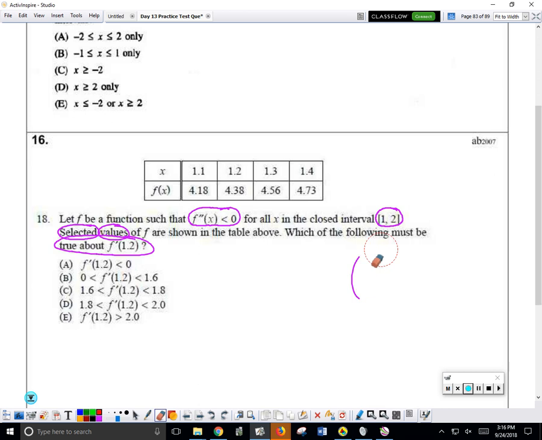Now we're getting better. The tangent slope at 1.2. On which graph? On F. So I would have drawn a picture. I just draw my same picture again, and I'd say, hey, there's a point here, 1.2, 4.38. And I'm supposed to figure out what do I know about this tangent slope right here.